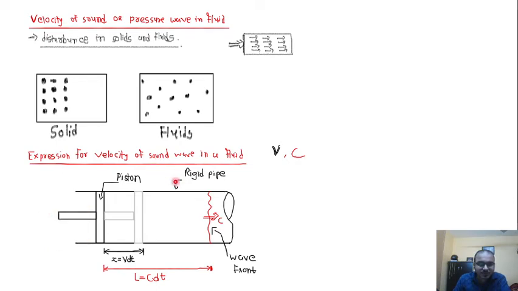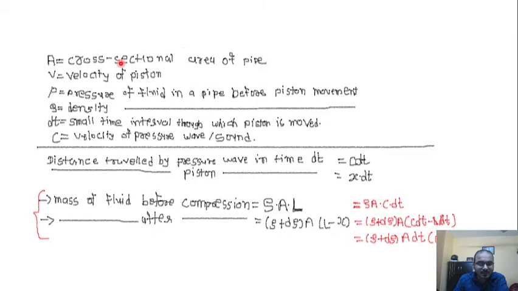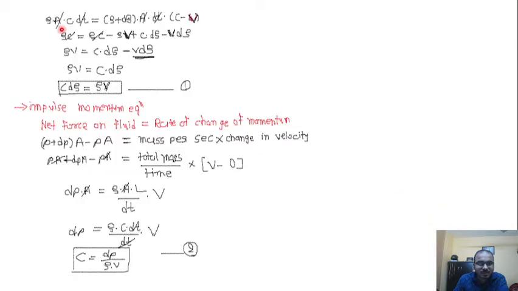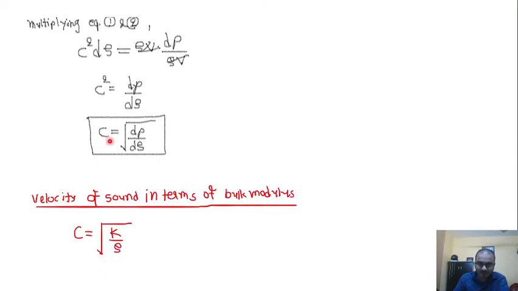So here we discussed with an example of piston cylinder arrangement where the piston is moving with velocity of v and the pressure wave is moving with velocity of sound c. And here with mass conservation law and with impulse momentum equation we derived the formula of velocity of sound as square root of ratio of change in pressure to change in density.